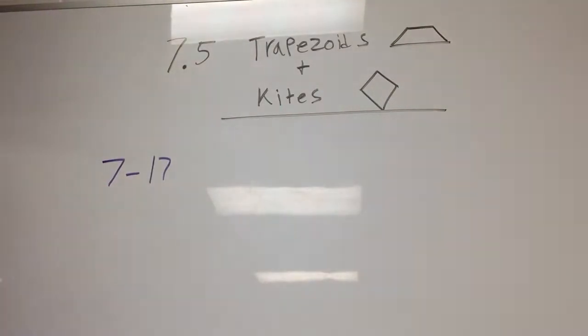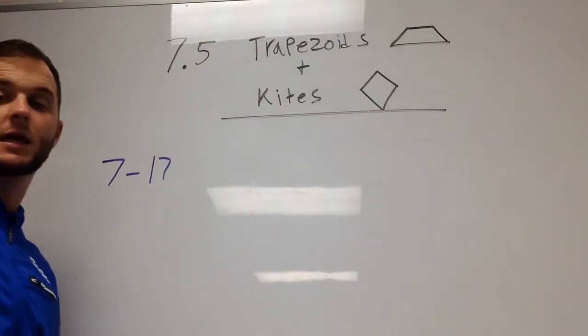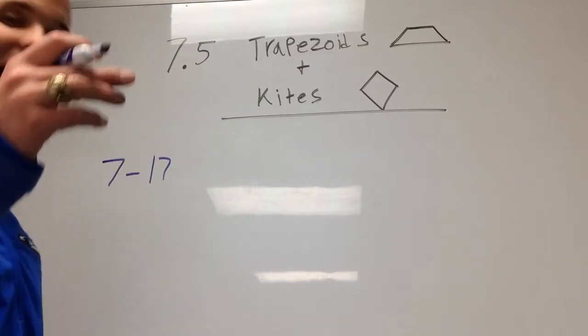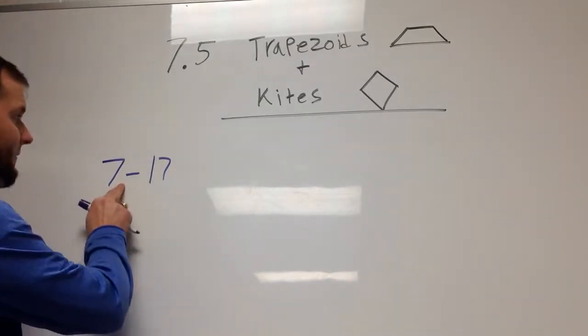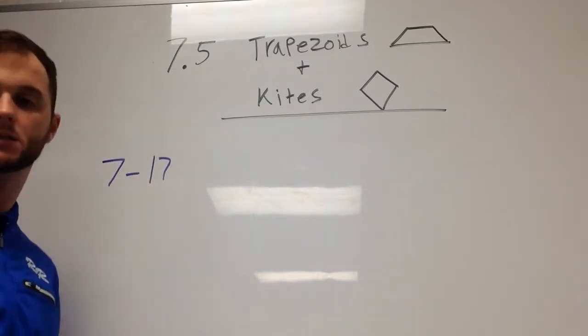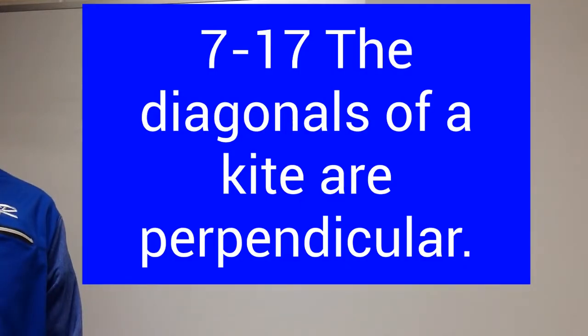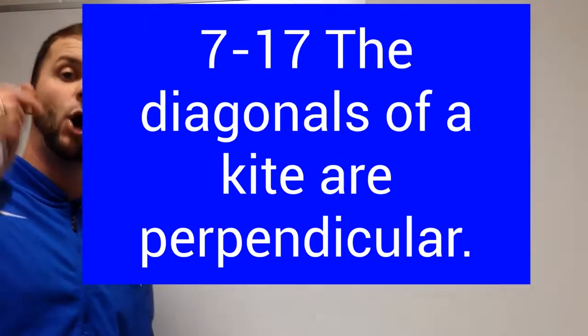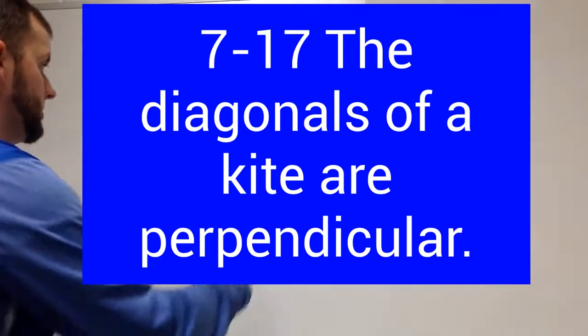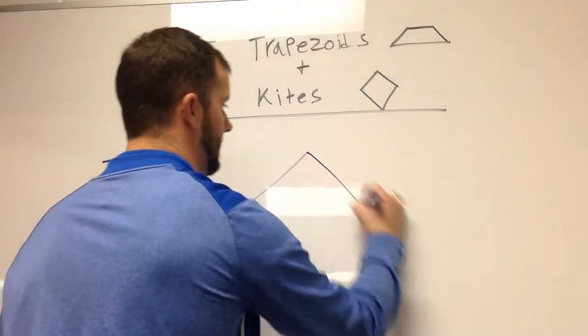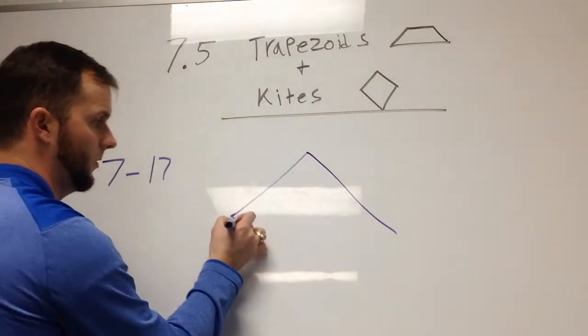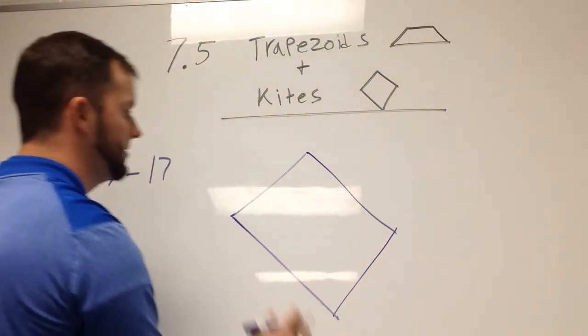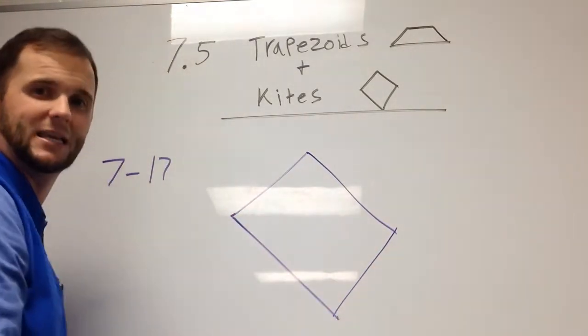Okay, and the last theorem that we're going to talk about in your notes is going to be dealing with a kite. And what 7-17 states is the diagonals of a kite are perpendicular to each other. So for instance, if I had a kite here, these two lines are going to be congruent, and down here, these two lines are going to be congruent. This is known as a kite.